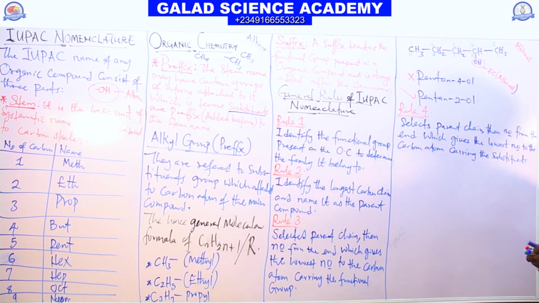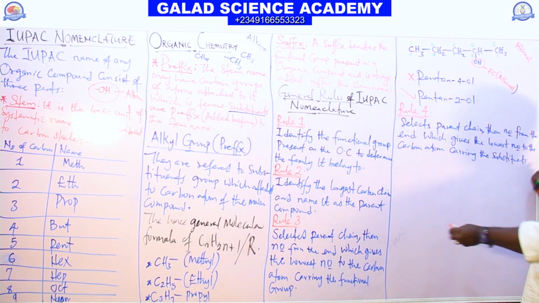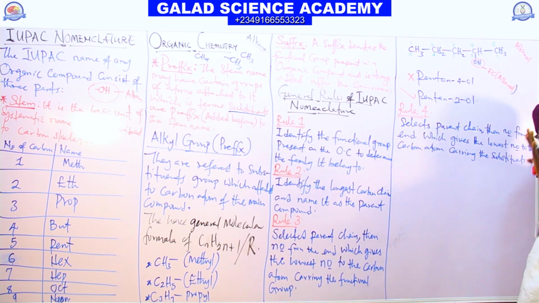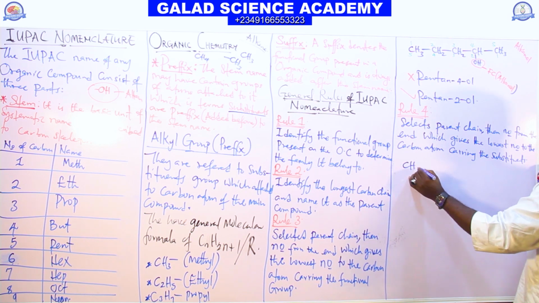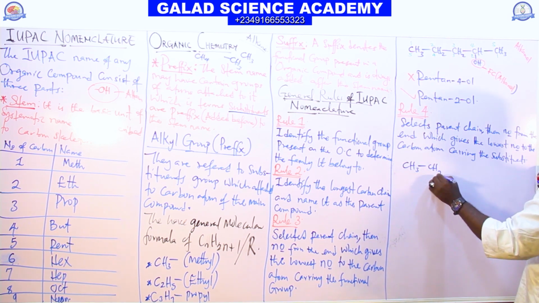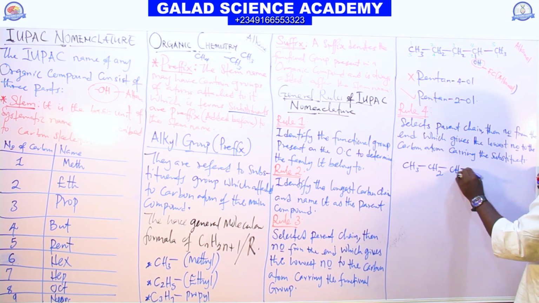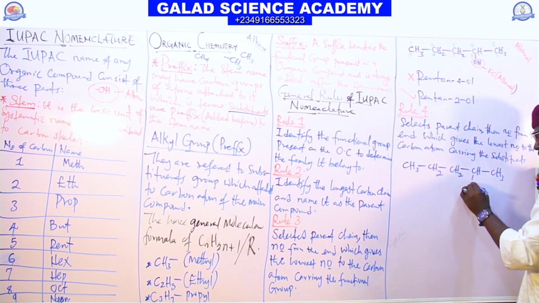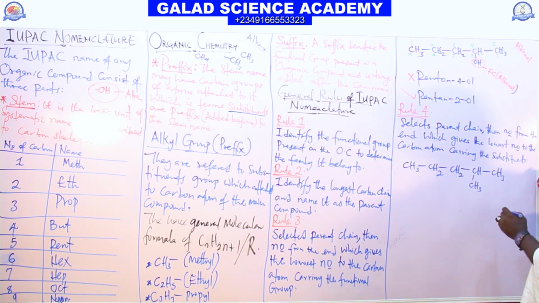Look at this. This one is almost the same as rule 3. When a functional group is present, we apply rule 3. We have some compounds that do not contain a functional group. Let us look at this. Let me use the same structure: CH3, CH2, CH2, CH, and we have CH3 at this side.